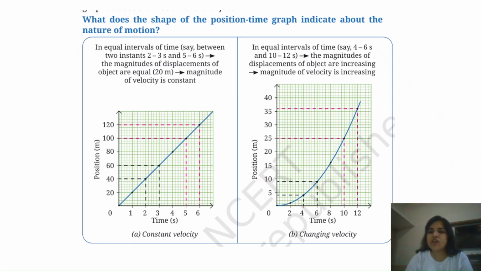The position time graph represents the motion of an object, that is, the change in the position with time. You have already plotted two position time graphs. Now, what information can you obtain from these graphs about the motion of the object? What does the shape of the position time graph indicate about the nature of motion?